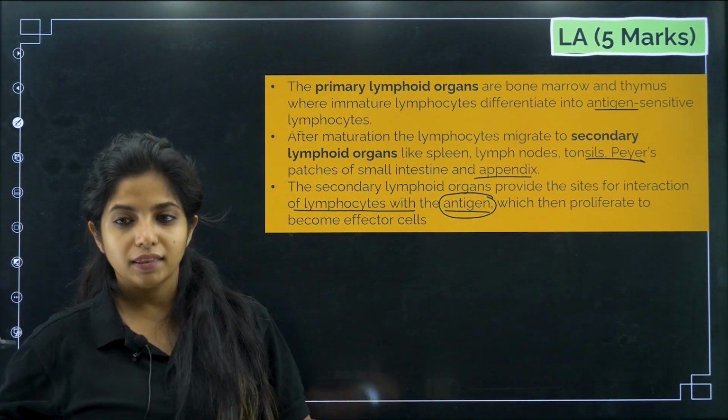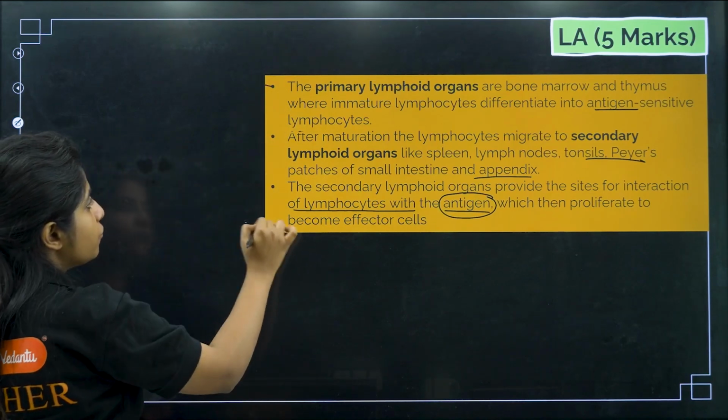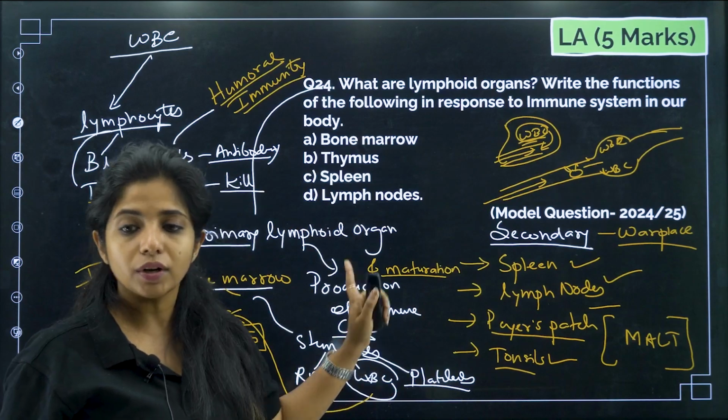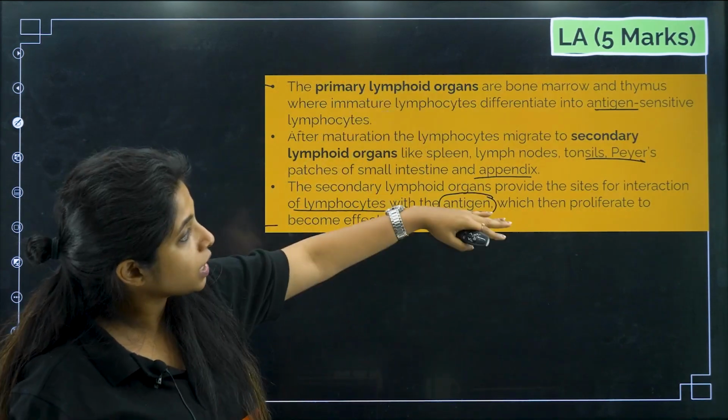There will be a lot of things happening over there. So this is what you mean by lymphoid organs. This is the first question: what are lymphoid organs? You have to talk about primary lymphoid organs and secondary lymphoid organs. This is the most concise way you can say it.